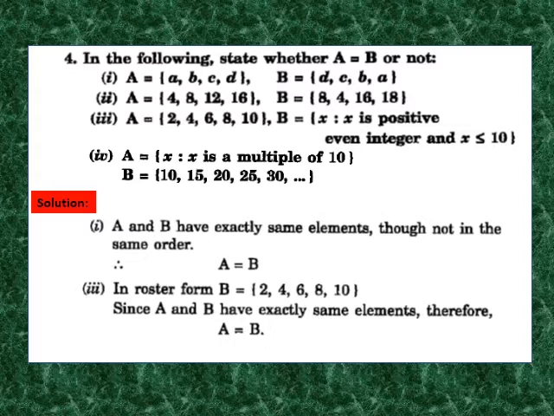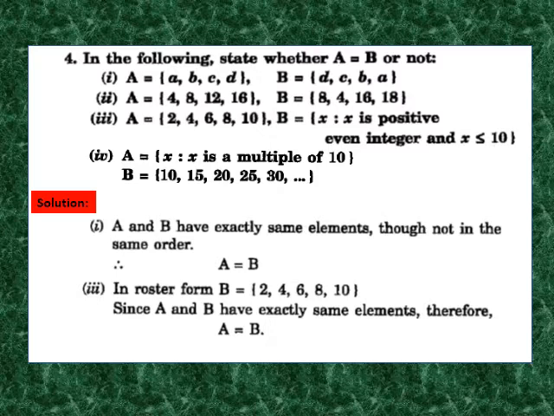Okay, so first we have A is equal to {A, B, C, D} and B is equal to {D, C, B, A}. Now if you look at sets A and B, they have the same elements. A has A, B, C, D, B has A, B, C, D, written in a different order. So since A and B have the same elements, therefore A is equal to B. Clear?